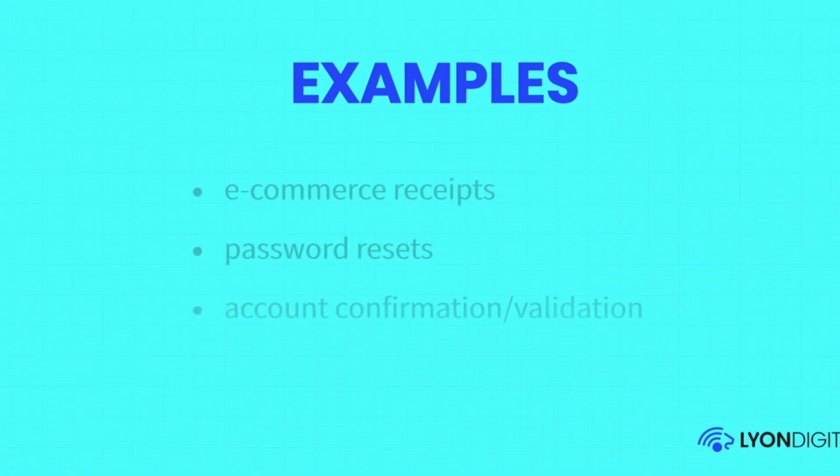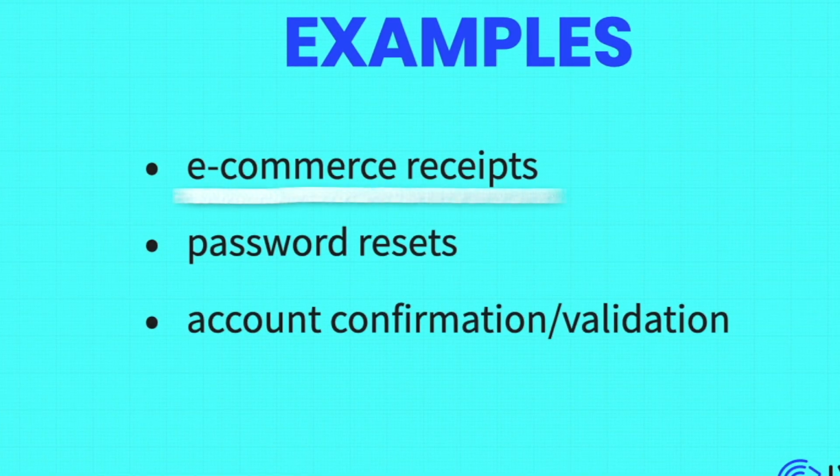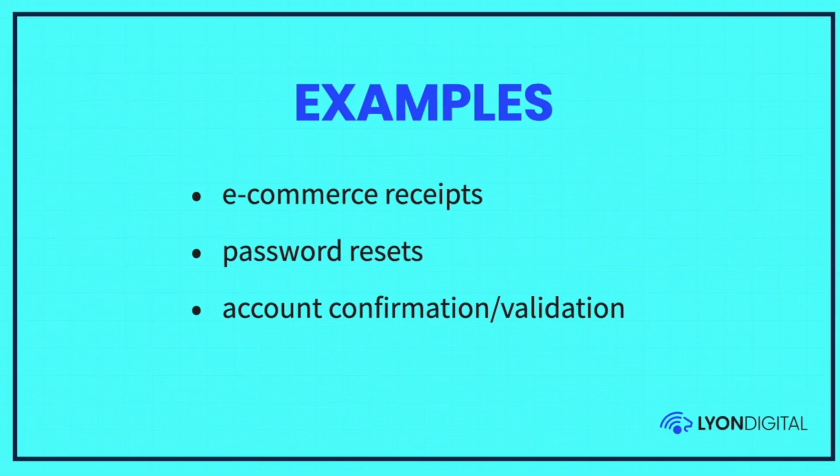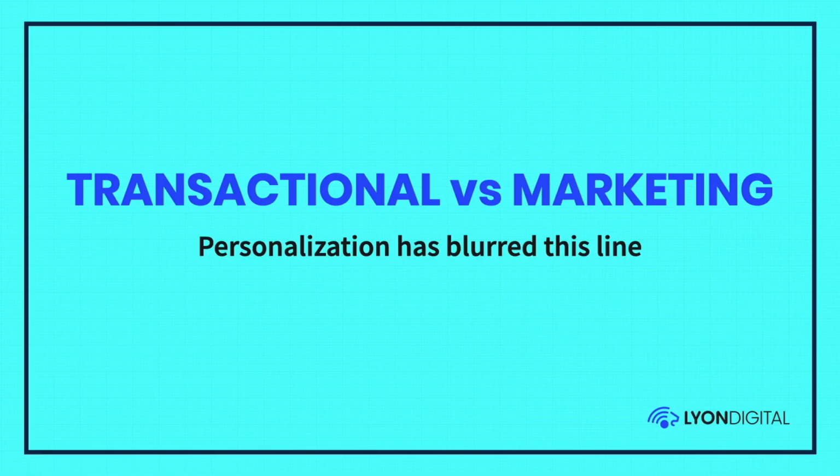So the classic examples, you buy something on an e-commerce website and they send you a receipt. That's an example of a transactional email. That's probably like where the term came from. The other thing is like password resets, when you create an account, when you confirm an account, all those sorts of things are examples of transactional mail.